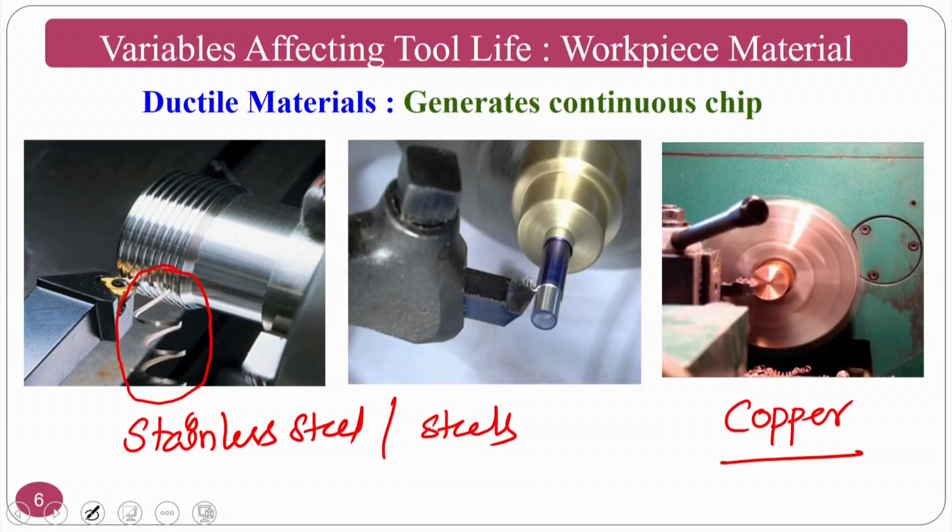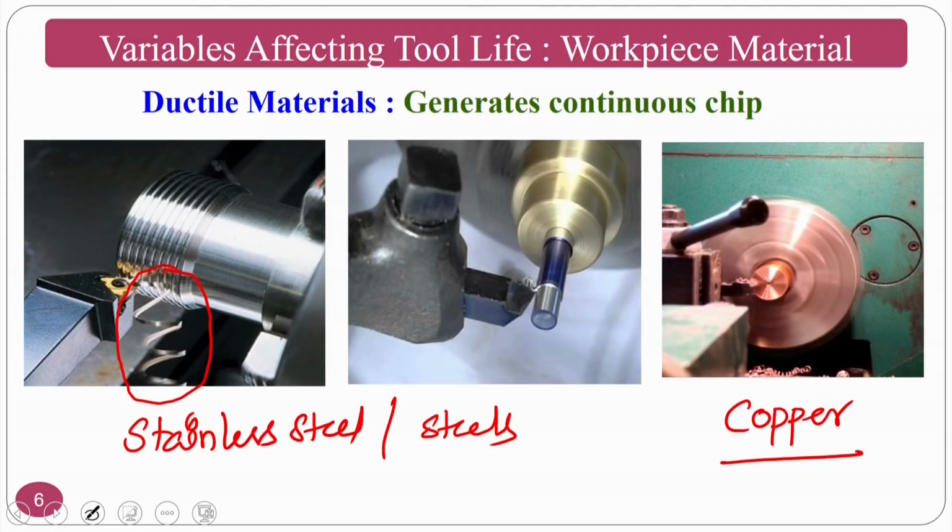The only problem with these materials is entanglement of these chips, on the finishing region or the machining region. Apart from it, there is not much problem. That's why, as we have studied in the previous classes, continuous chip is good from the point of view of power consumption, because low power is consumed, and also from the surface finish point of view.